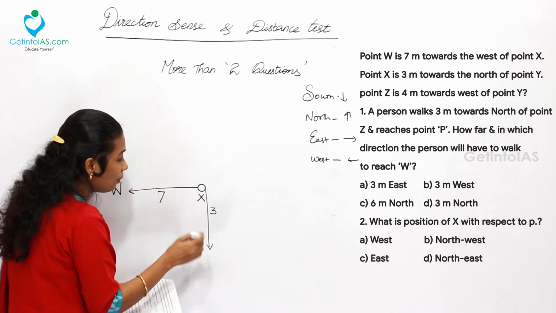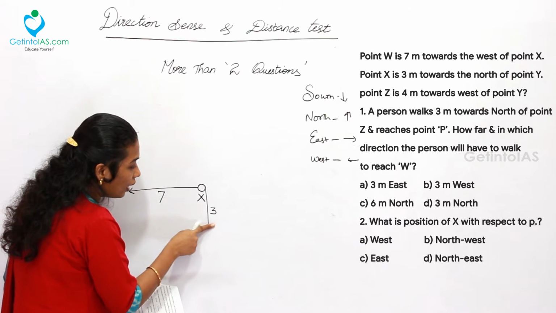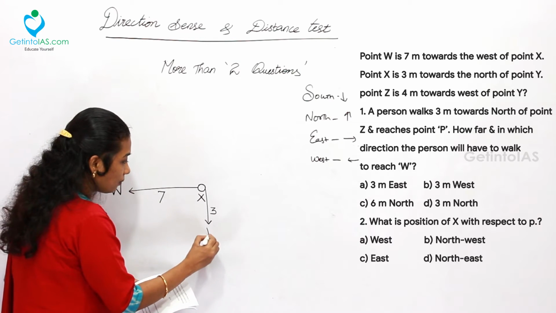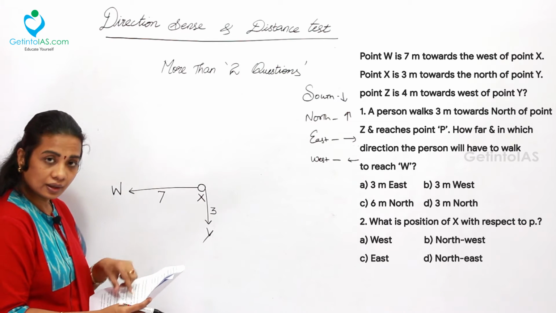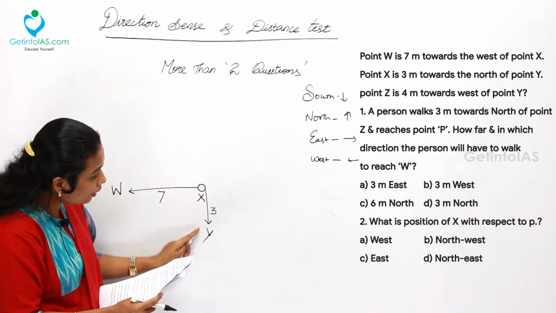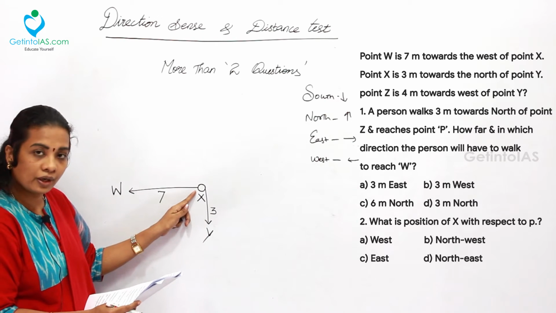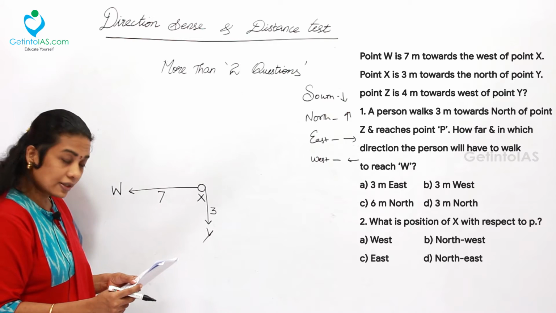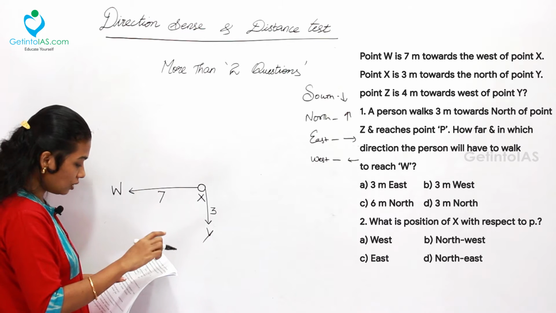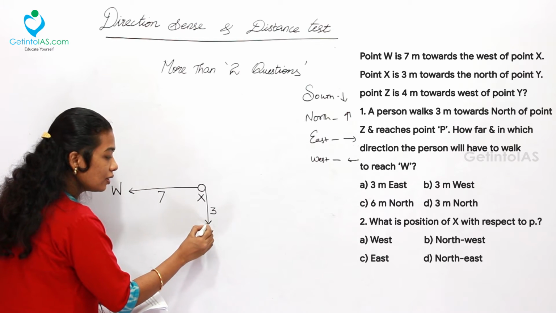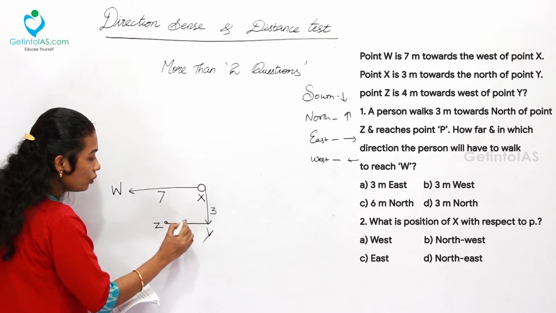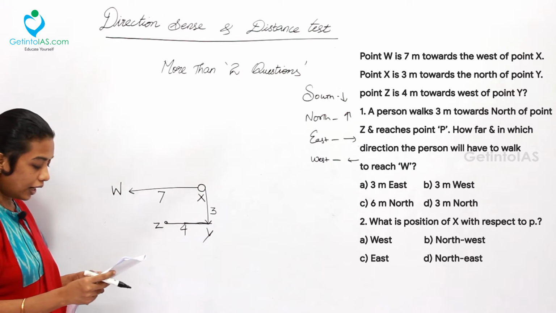Let's mark it 3. 3 meter must be shorter than 7, so I can reduce the size. Okay, 3 meter. This is actually Y. So now you can recheck with the statement. Point X is 3 meters towards the north of Y. From the Y, yes, it is located towards the north. That's all. Next point. Point Z is 4 meter towards the west of point Y. West means this side, 4 meter towards the west of point Y. That's all I have marked.